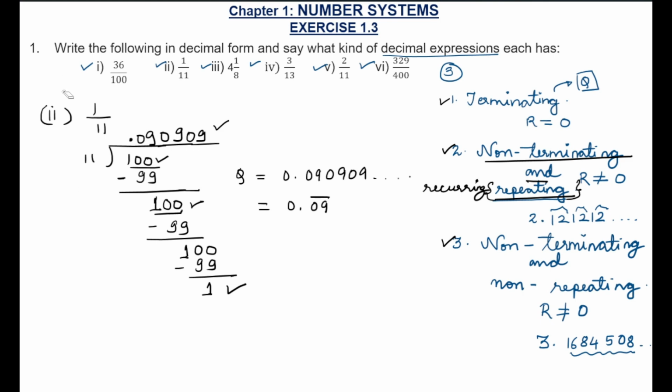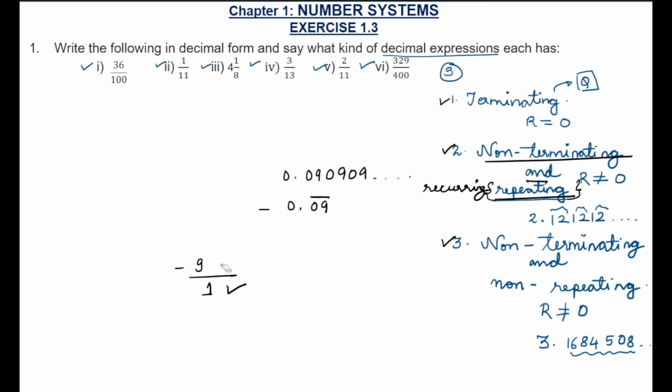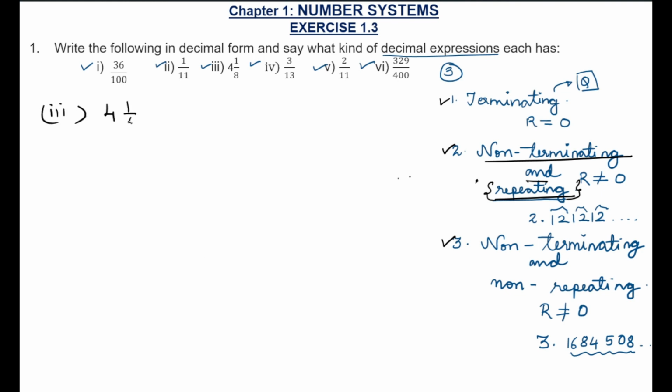Okay. Now let us solve the next question. It says 4 1 by 8. We are going to convert that into an improper fraction. So on converting the third question, which is 4 1 by 8, into the improper fraction, we get 33 by 8. Now let us try dividing 33 by 8.